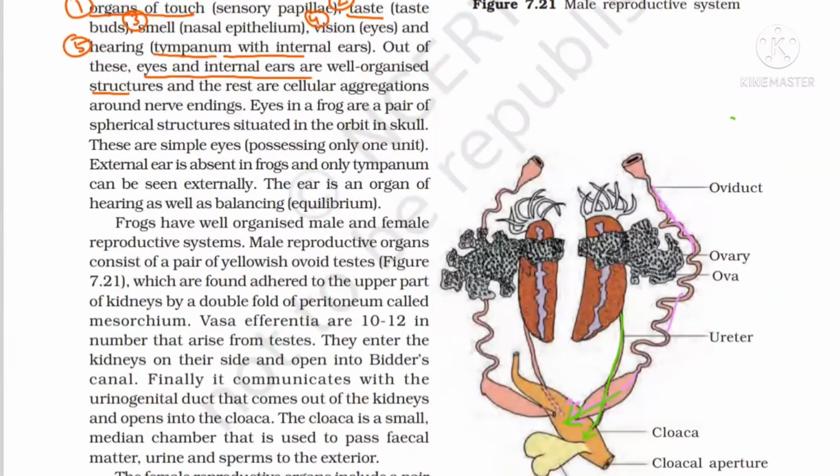Remaining are cellular aggregates. Again, question area. Total five sense organs are there, in which, who are cell aggregates? Your touch, taste, and smell. Please remember, the rest are cell aggregations around nerve endings. Please learn it properly.